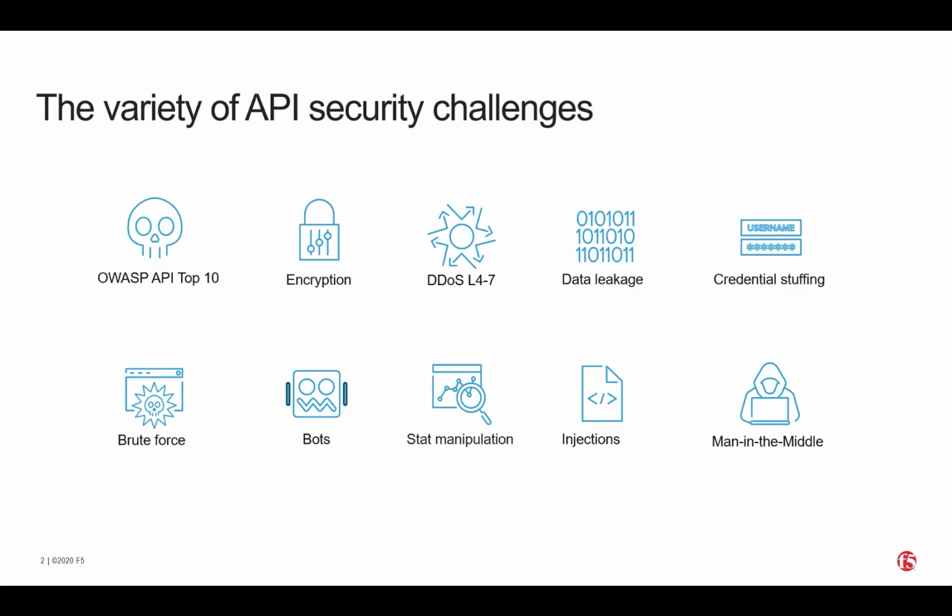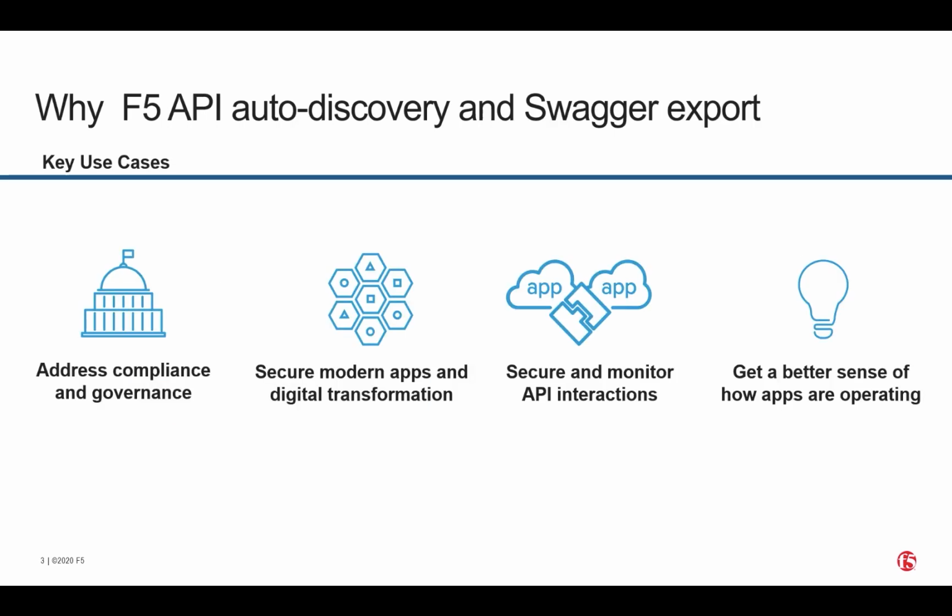So we know you guys are dealing with a variety of API security challenges, everything from addressing the OWASP API top 10 to making sure you've got the right encryption in place and you're not dealing with denial of service or bots or a variety of things. Key to getting a handle on all of these problems is, of course, to first start from the perspective of overall visibility. You need to know what's running in your environment, and you need a good way to take stock of and manage that inventory. We're going to show you how.